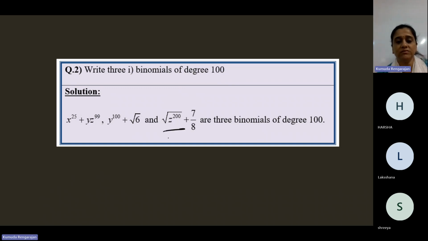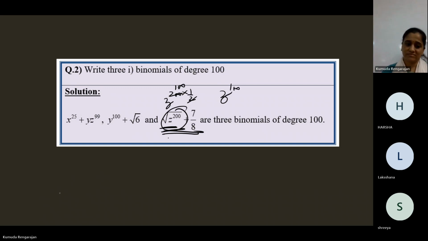Is this one understood? Is this a binomial? Yeah. Is the power of z 100? Yes. The power of z is 100 because it is z to the power 200 into 1 by 2. So 2 ones are 200 times, so this one is nothing but z to the power 100. Okay.